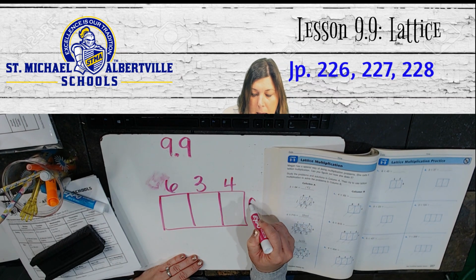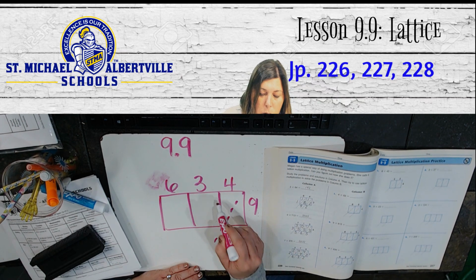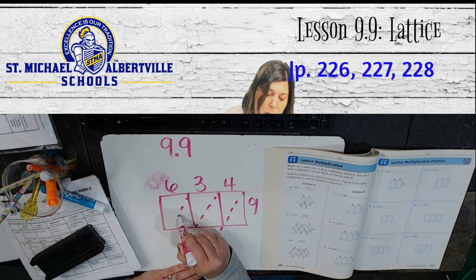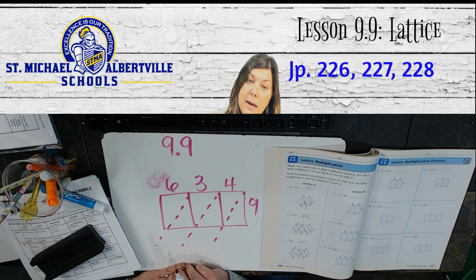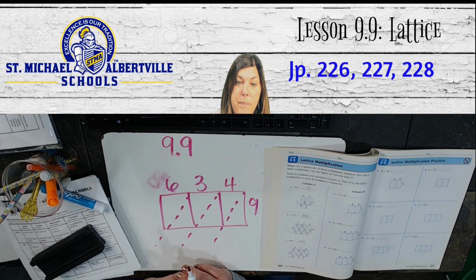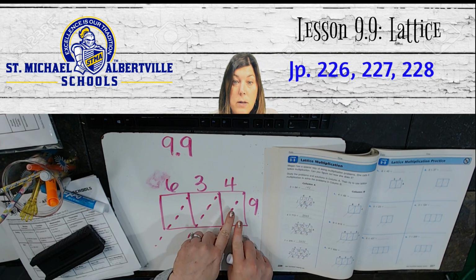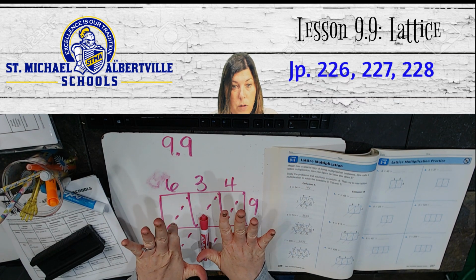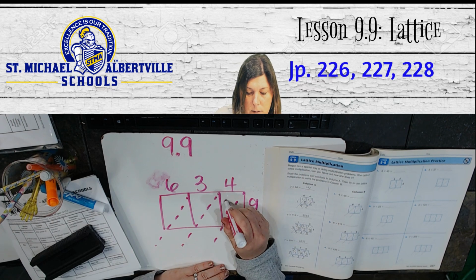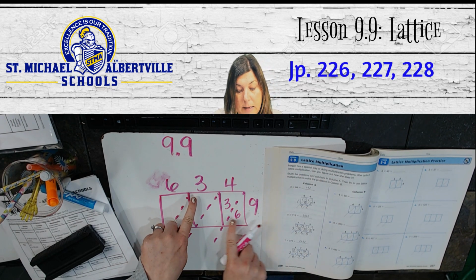634 times 9. Grab my diagonal roads. I draw them however I want. Okay? Pause the video. See if you can get the answer and compare it to mine. So do the 9 trick. 36. 9 times 3.